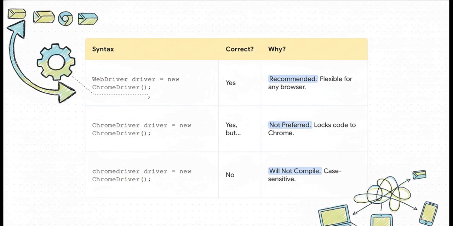Okay, pay close attention here because this slide is super important. That top line, WebDriver driver equals new ChromeDriver. That's it. That is the golden rule. You're holding the universal remote and you're just plugging in the Chrome adapter. Now, the second one, ChromeDriver, it'll work, but it's like buying a remote that only works for Chrome. You've lost all your flexibility. And that third one with a lowercase c, yep, that's a non-starter. Java is case sensitive, so it just won't even compile.